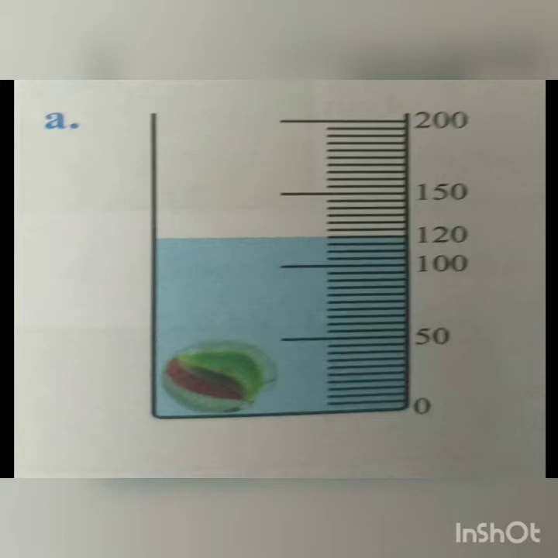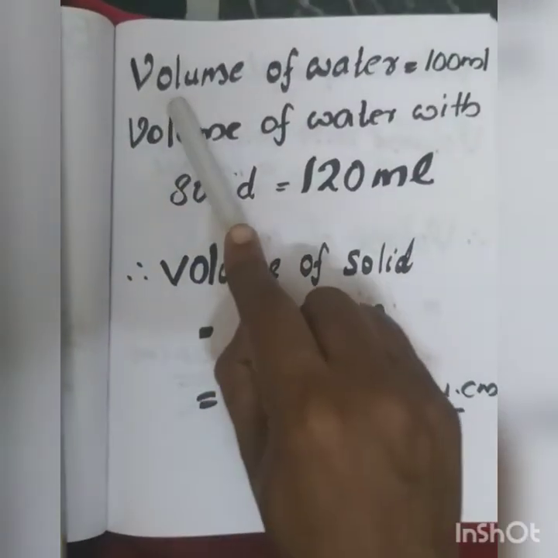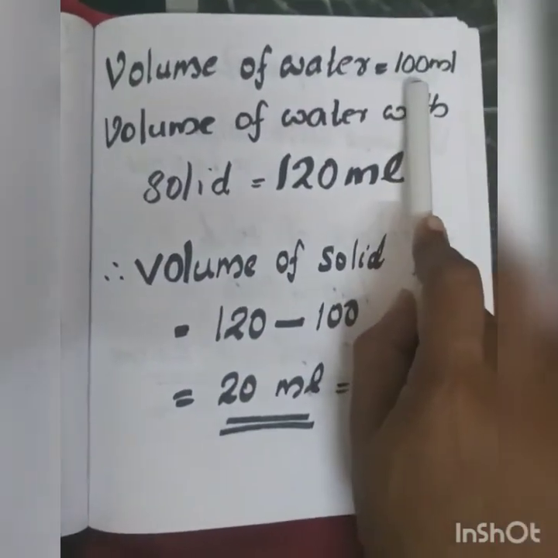So a solid has dropped in the water. Earlier it was 100 ml. Now to what extent has the water level increased? 120. So first the water level was 100 ml. Now the water level is 120. So how can we find the volume of this solid? So the volume of water is 100 ml.